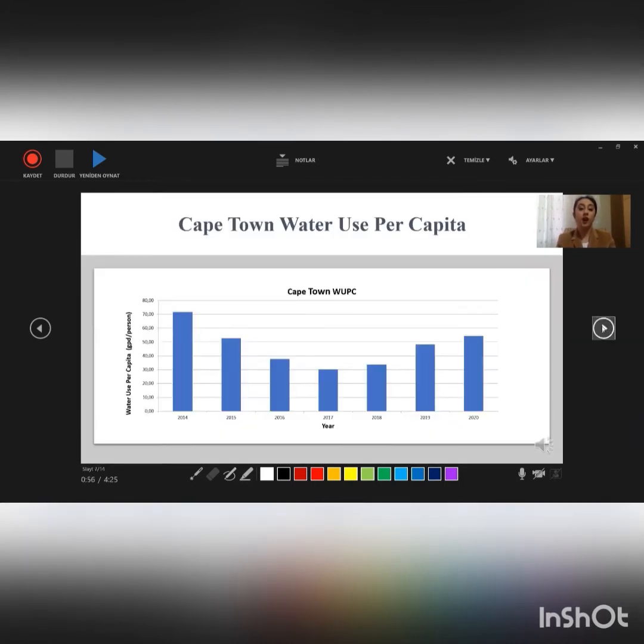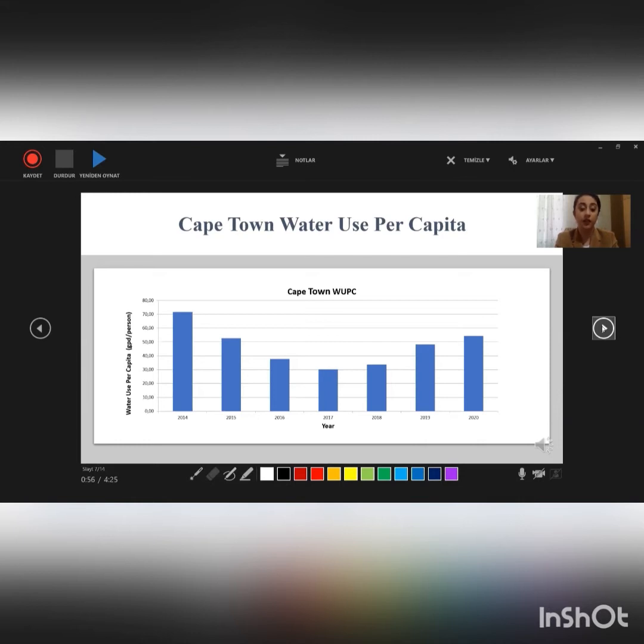Now we are seeing our Cape Town water use per capita. Some decisions have been made by the government. In 2017, water use per capita per day was determined as 100 liters. In 2018, in January, it is determined as 87 liters, and in February the same year it is determined as 15 liters.